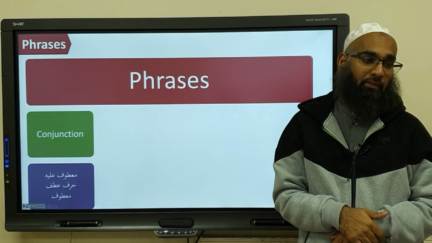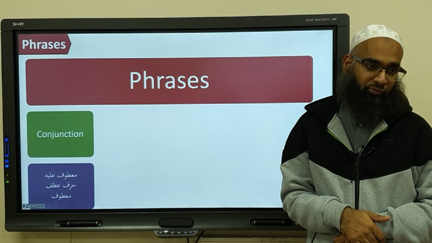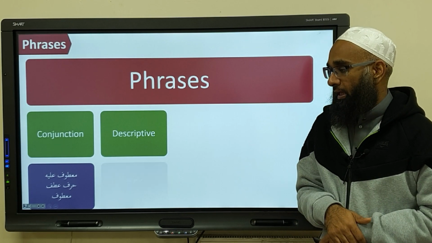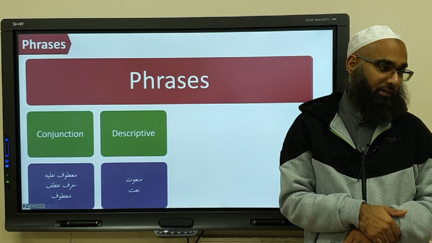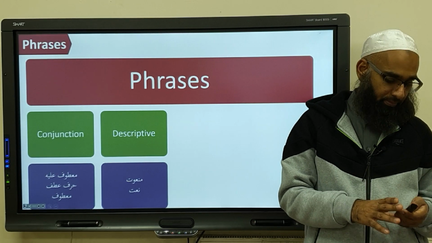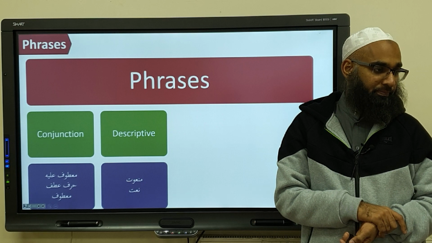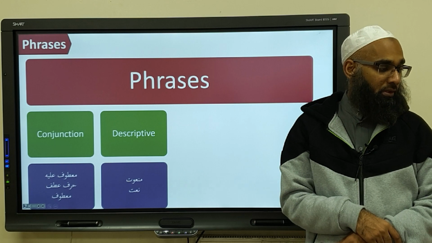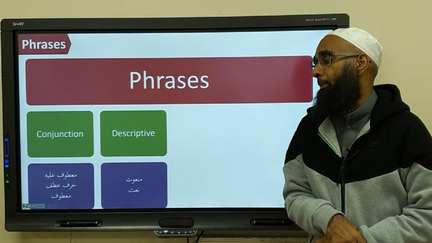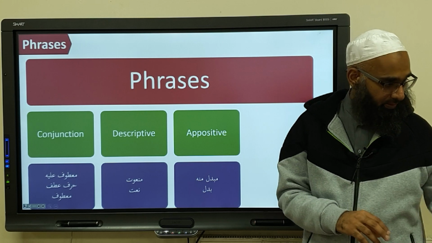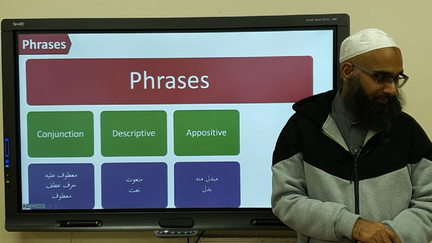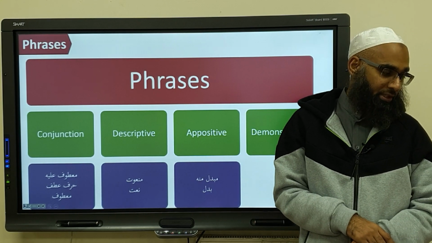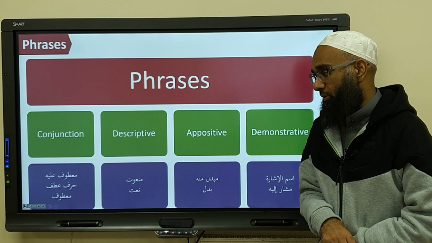What's the next phrase we studied? The descriptive phrase. What's that made up of? Man'oot and the na'at. And then the third phrase we studied was the appositive phrase, which is made up of mubdalun minhu and the badal. And the last phrase we studied was the demonstrative phrase, which is the ismul ishara and musharun ilayhi.